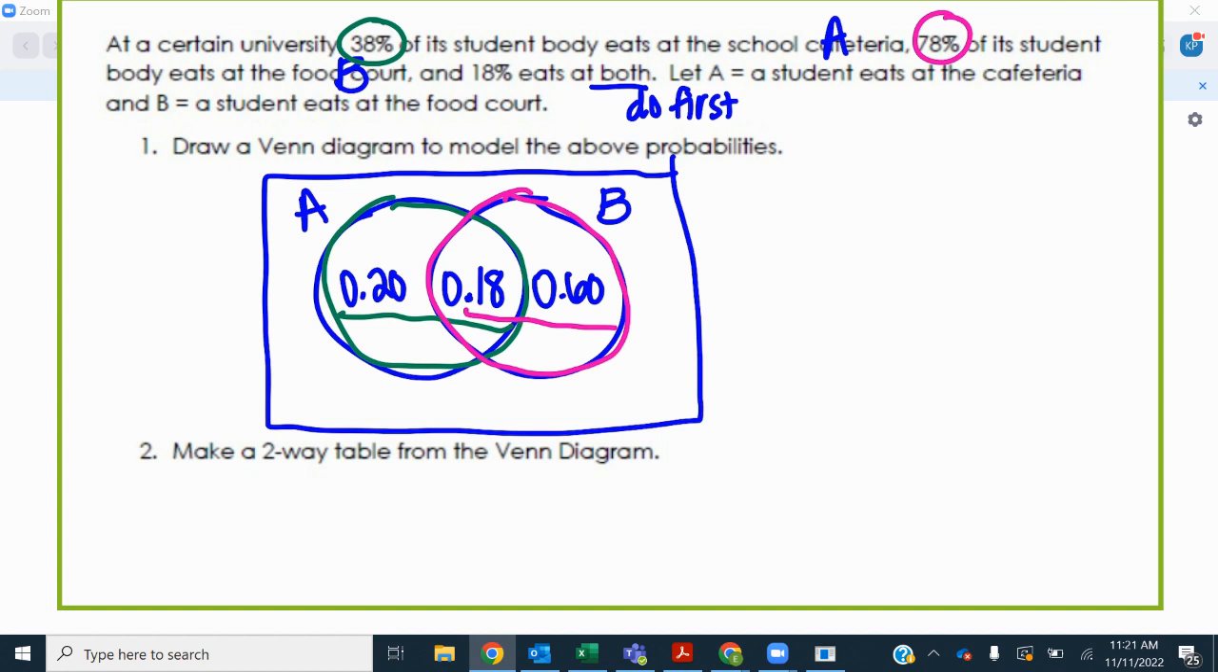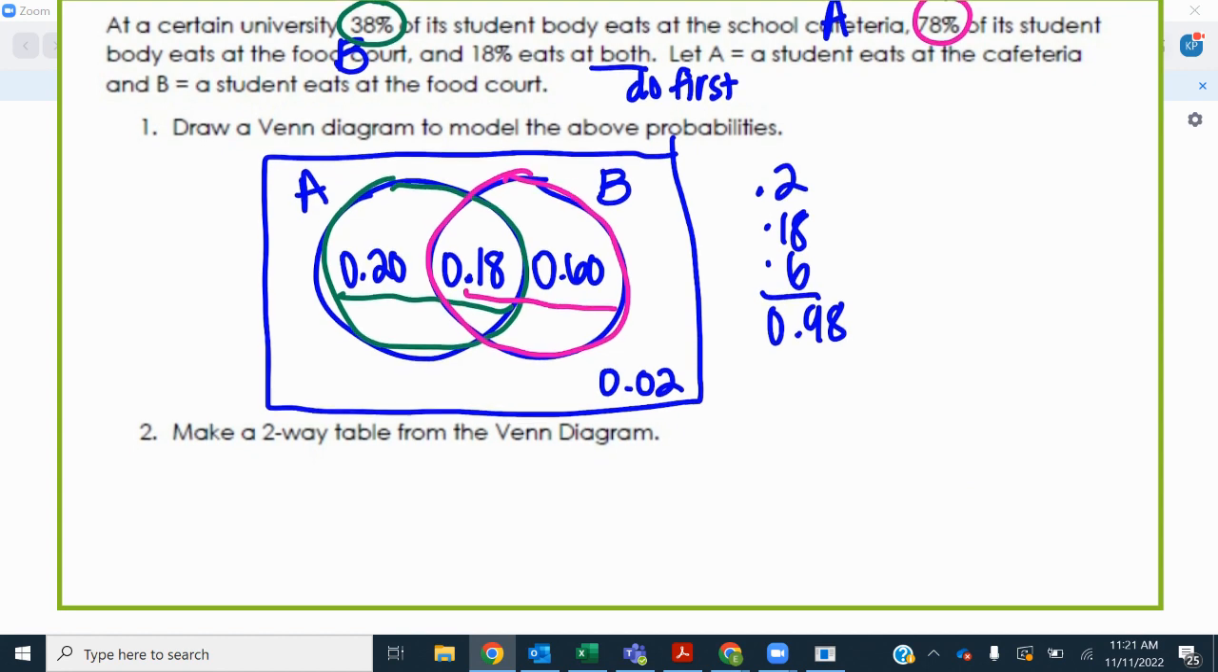And then last but not least, like I said, we do have a probability model here. So all the probabilities are between 0 and 1, and they should add up to 1. So right now, if I add them up, I get 0.2, 0.18, and 0.6. That adds up to 0.98. So I have 2% left over that we'll put in the outside. That percent of students eat at neither.